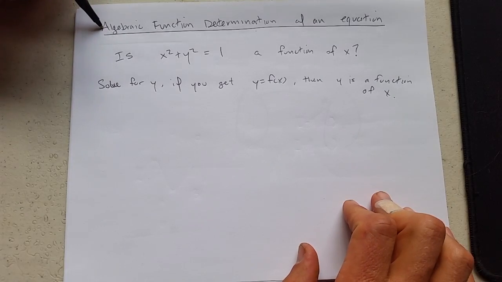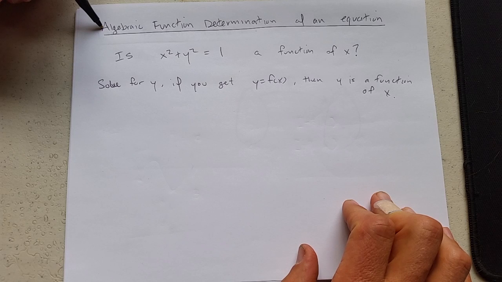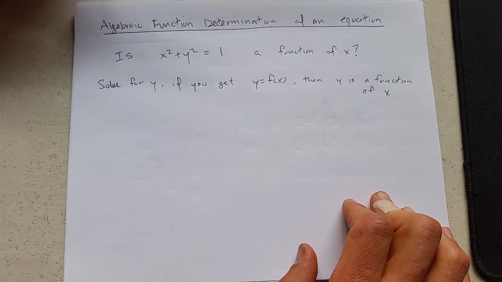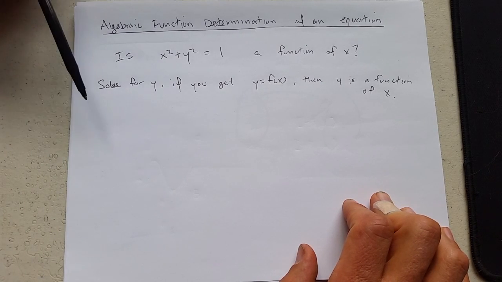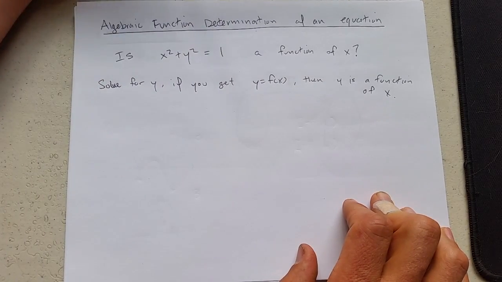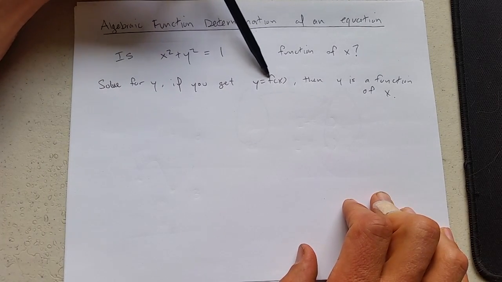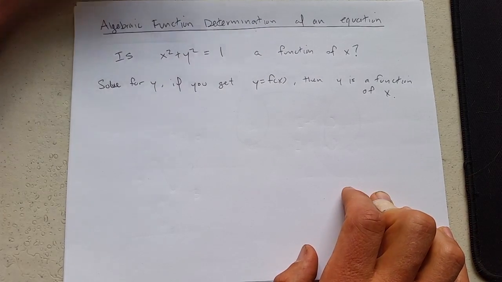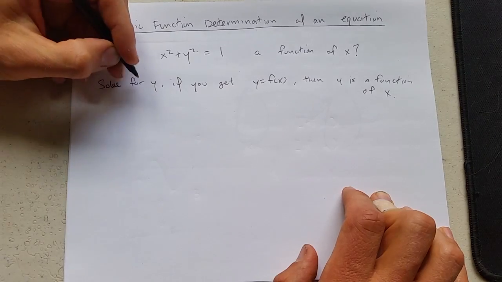There are other ways to determine if an equation represents a function or not, and we can do that using algebra. So here we have x² + y² = 1. Is this a function of x? Without drawing a graph, if we can solve for y, if we're successful, so we get y equals an expression of x, then we can say y is a function of x. So let's try that. We're going to try to solve for y.